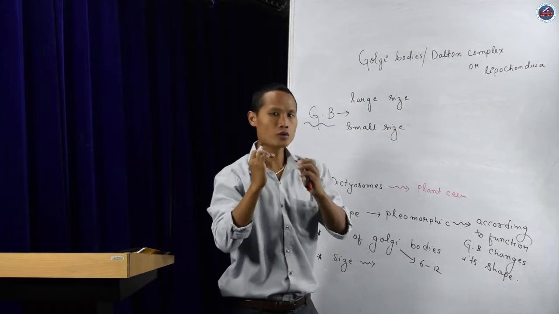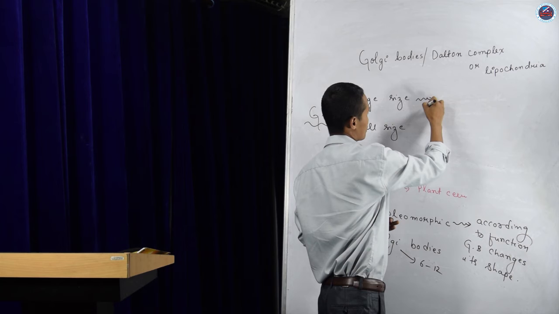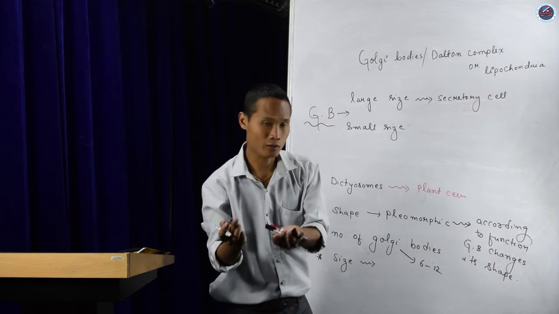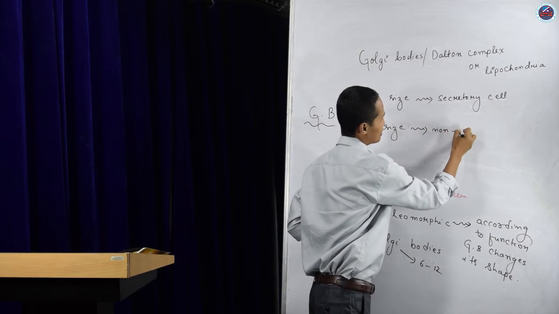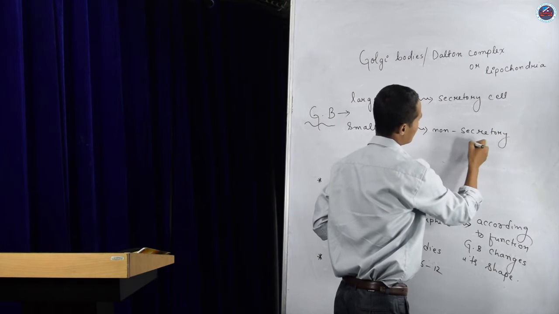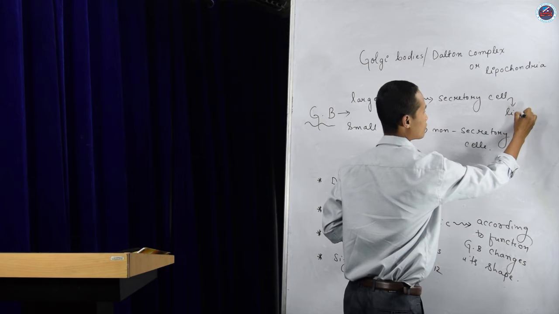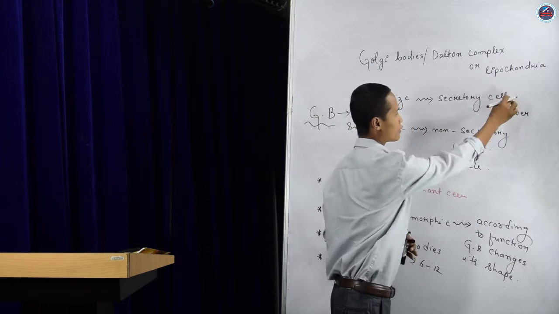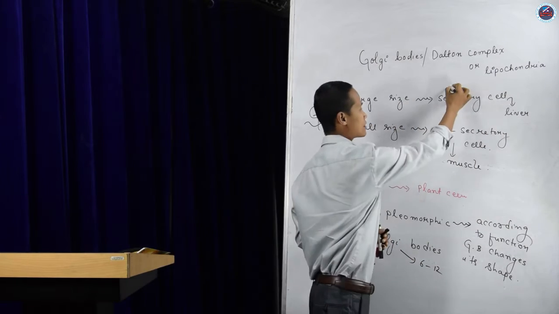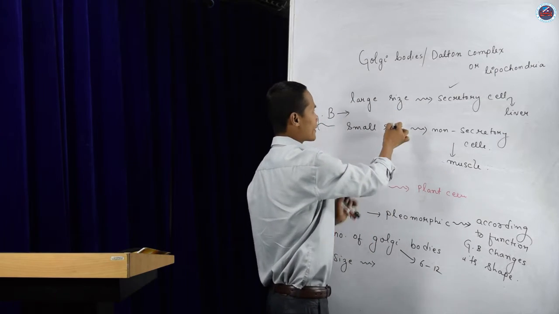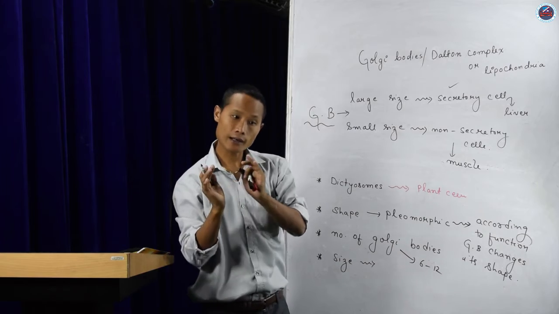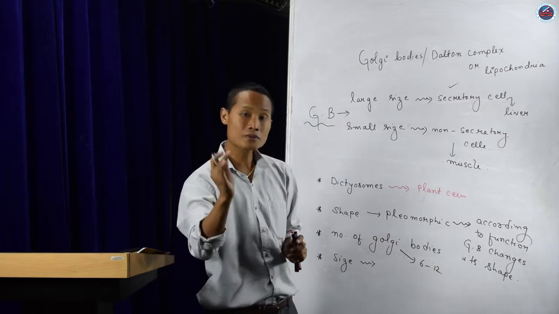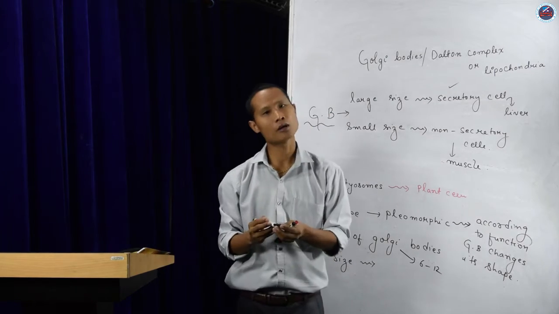Now, large size is found in secretory cells, and small size in non-secretory cells. You can take liver cells or pancreatic cells as examples of secretory cells, and muscle cells as non-secretory cells. So in secretory cells, large Golgi bodies are found, whereas in non-secretory cells like muscle cells, small Golgi bodies are observed. So this is the basic information about the Golgi body.